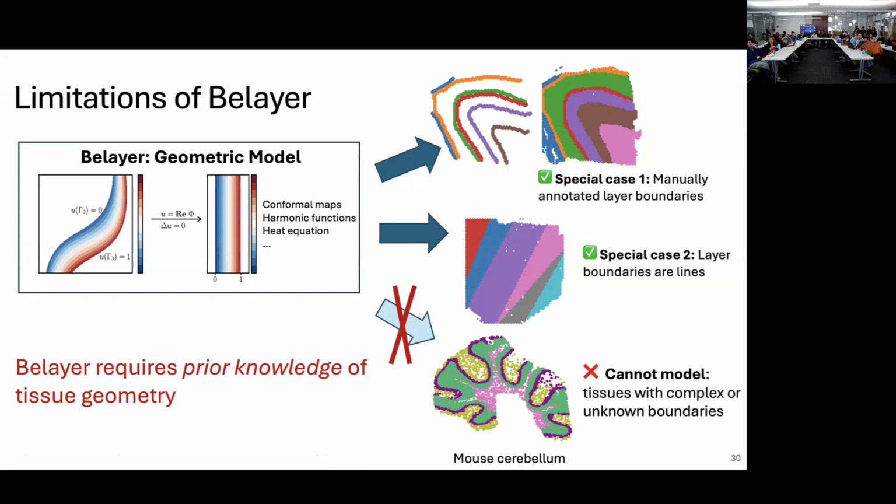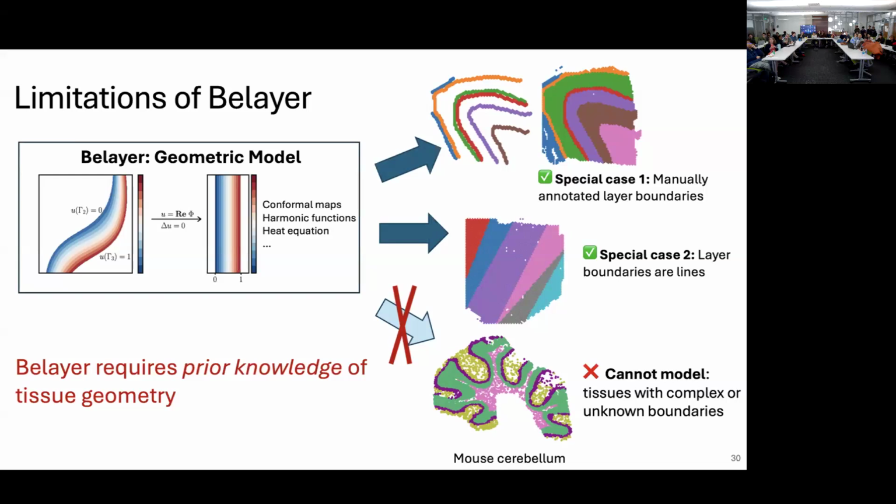You might have tissues where you have very complex or unknown boundaries that you can't model with this kind of supervised approach. So for example, here, this is a region of the brain called the cerebellum. It also has these layers, but these layers are discontiguous. The yellows don't connect. They bend really wildly. And this kind of tissue is one that we couldn't study with our previous approach.